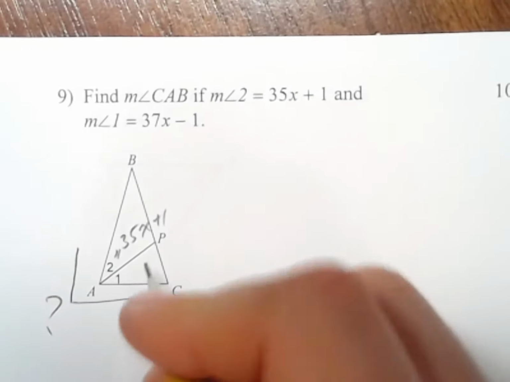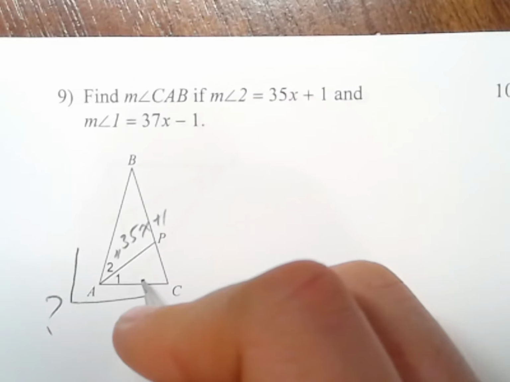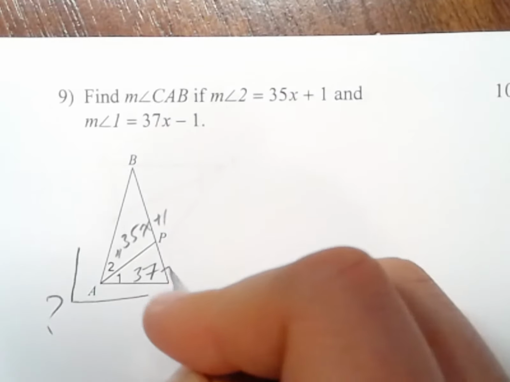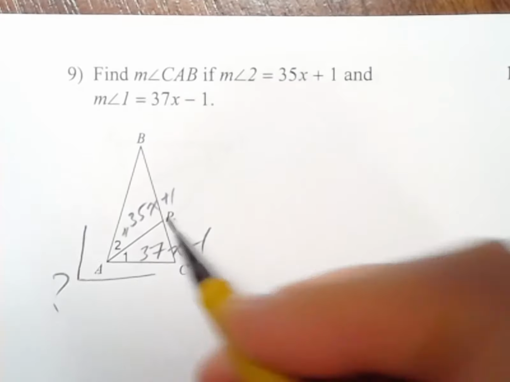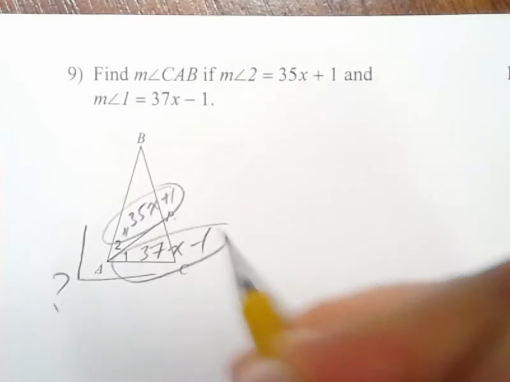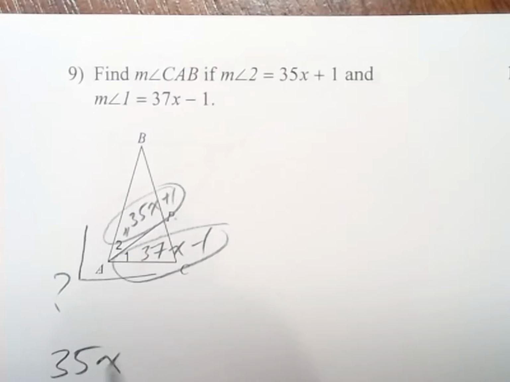measure of angle 1 is 37x minus 1. Well, if AP is an angle bisector, then this has to equal that. So we know that 35x plus 1 equals 37x minus 1.